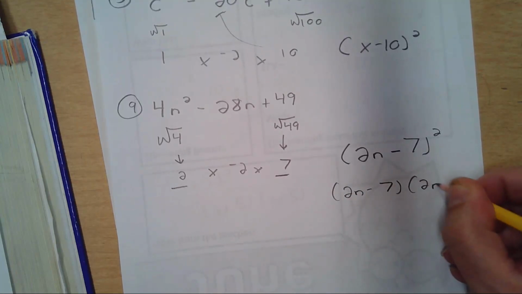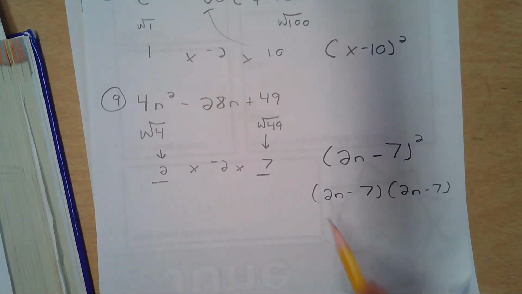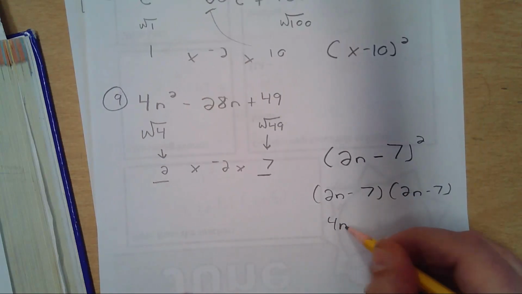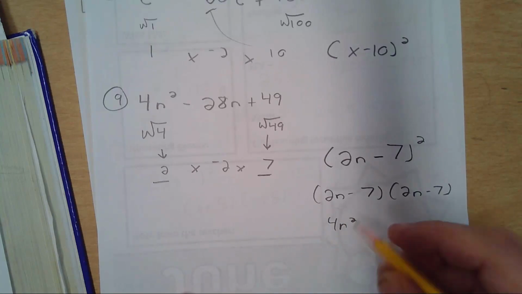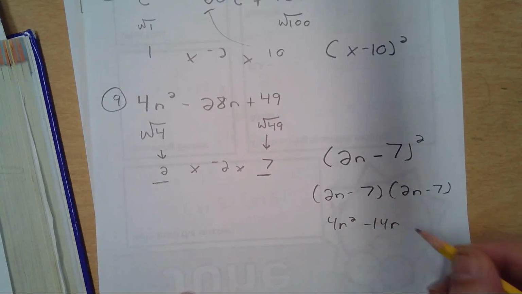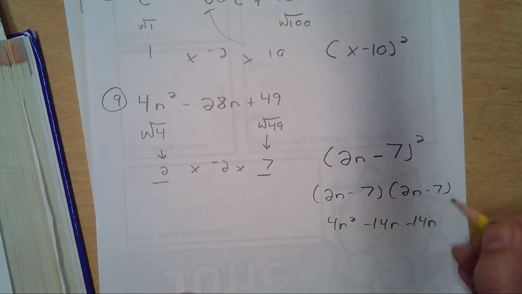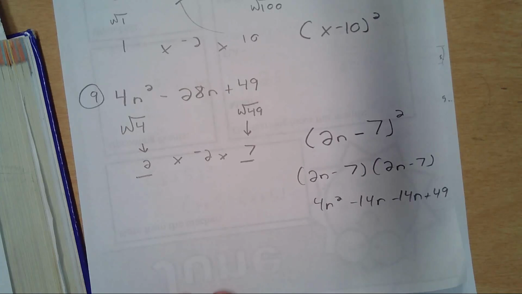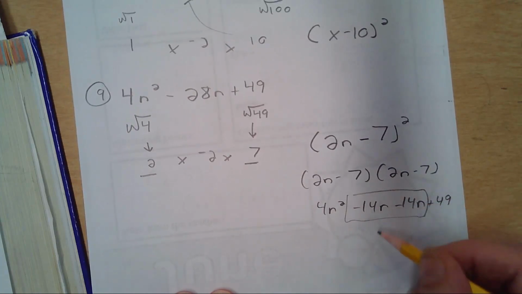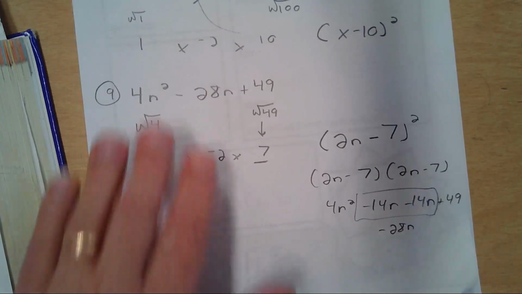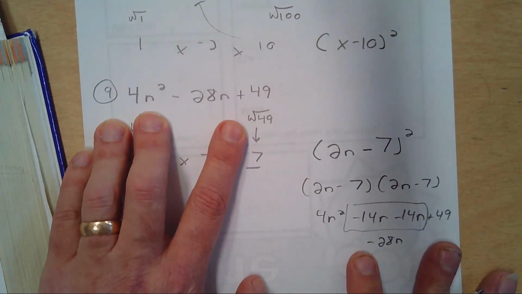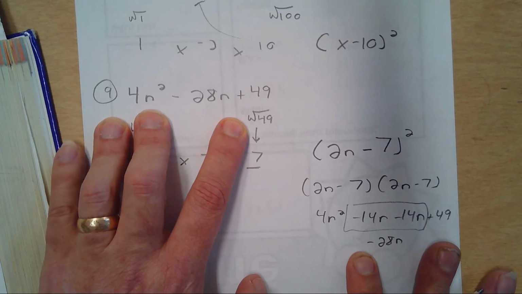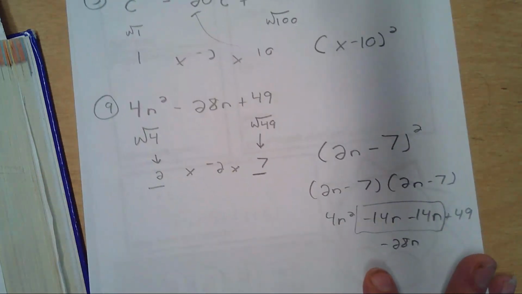Or this way. And again, if I go back and FOIL it, 2n times 2n, there's my 4n squared. 2n times -7, minus 14n, minus 14n again, -7 times -7, positive 49. These will combine together. And there we are, right back at the start: 4n squared minus 28n plus 49.